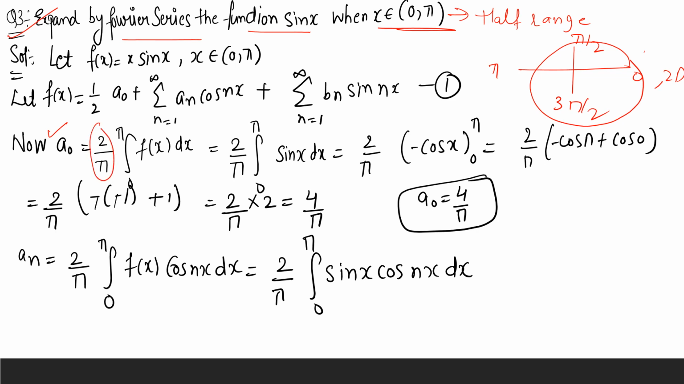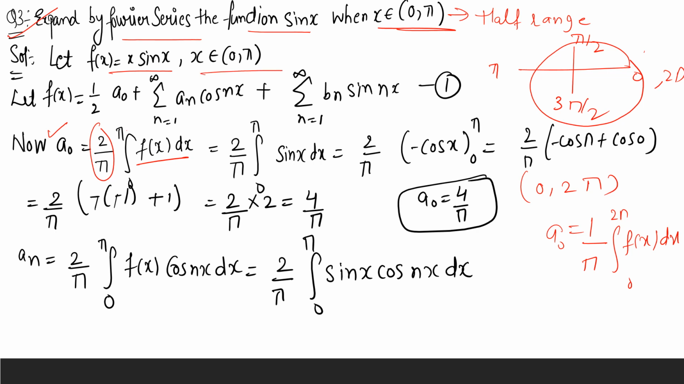In the last videos, when there was a full range series, we put a naught equal to 1 upon pi, integral 0 to 2 pi f(x) dx, but in this we will put our range 0 to pi, that is given. Whatever range is given, you will put that into the integration, 0 to pi f(x) dx, but the outside here will be 2 upon pi. It should be kept in your mind. This is the only change that you should remember.